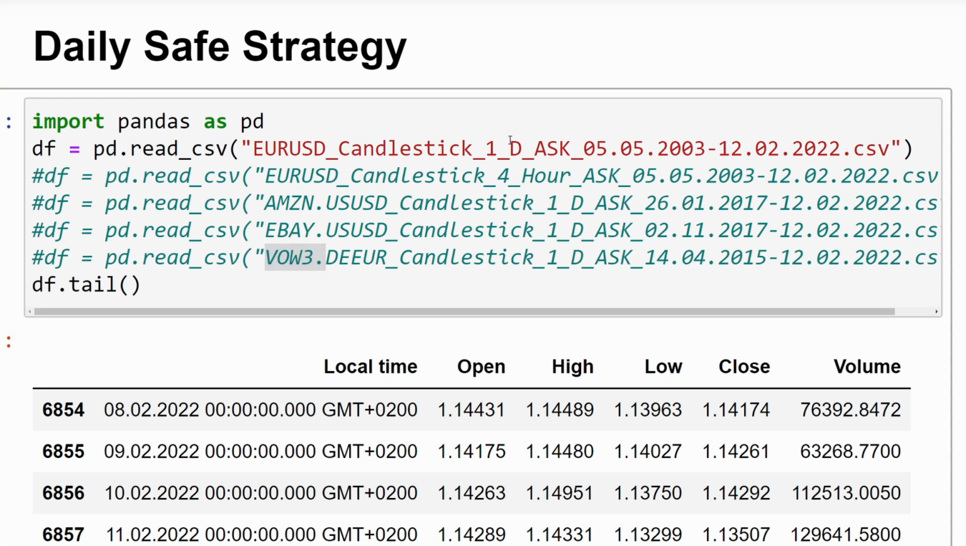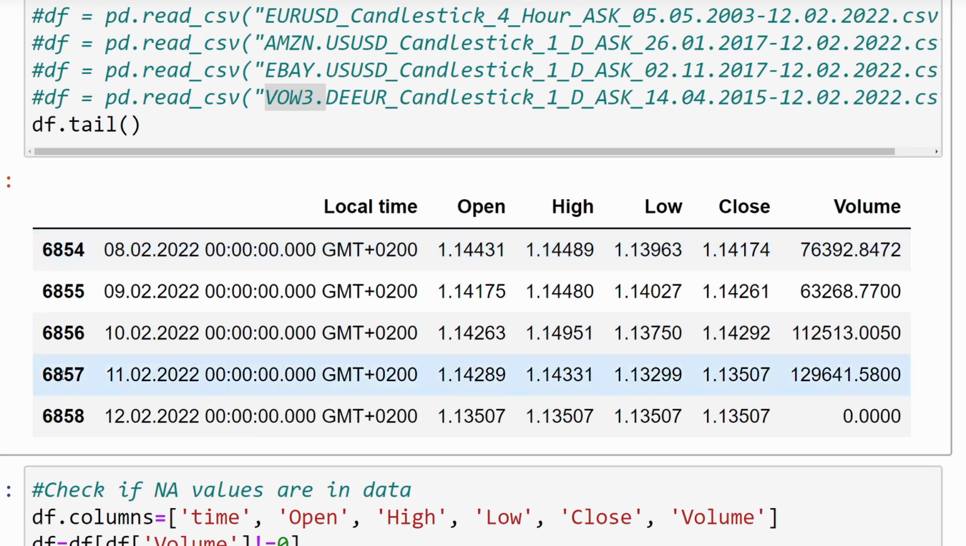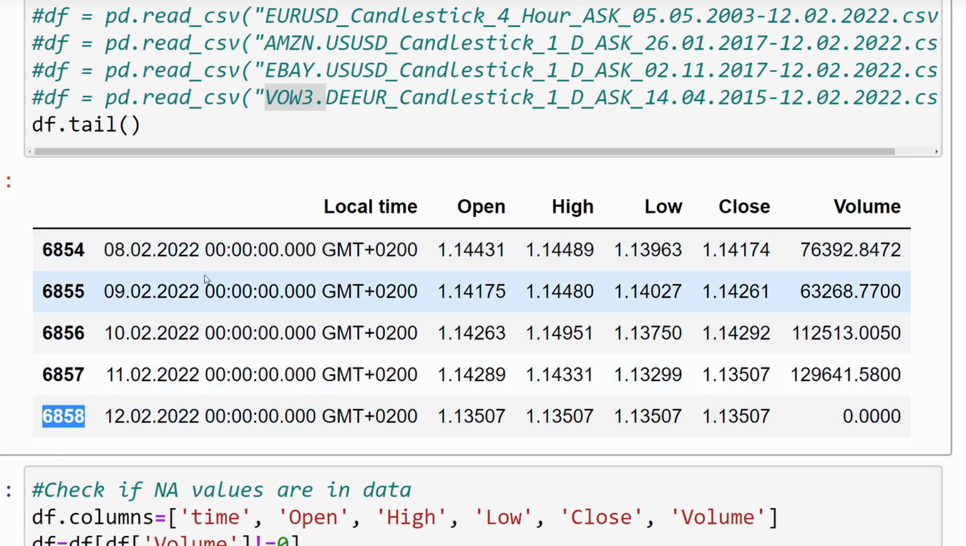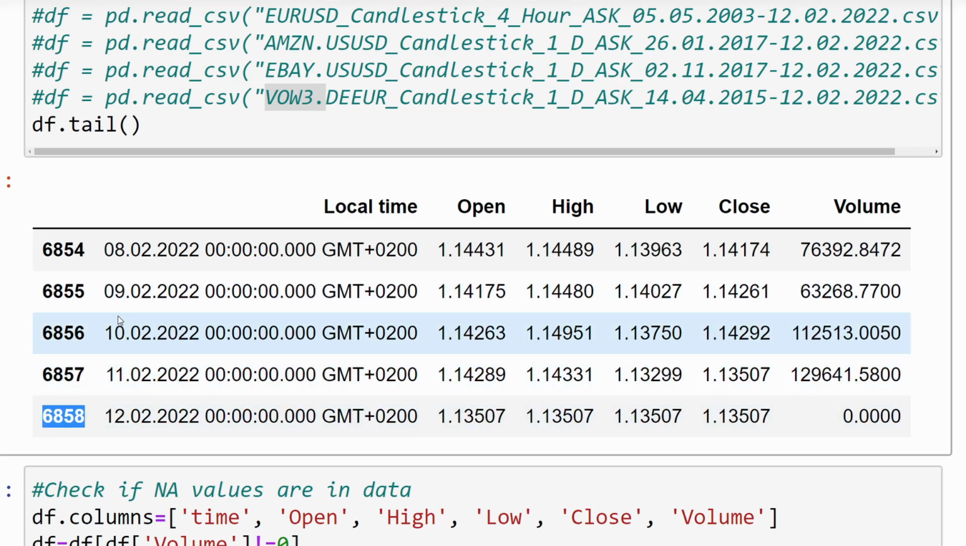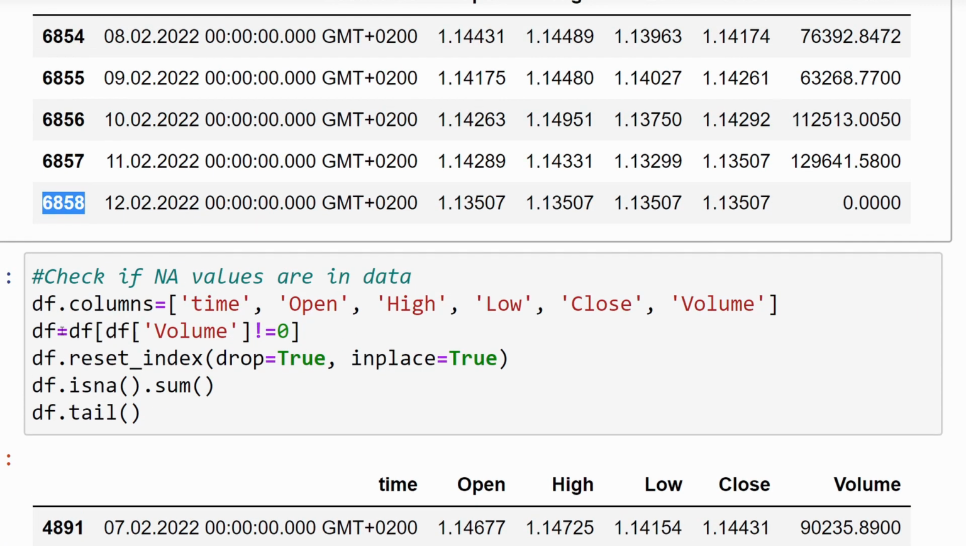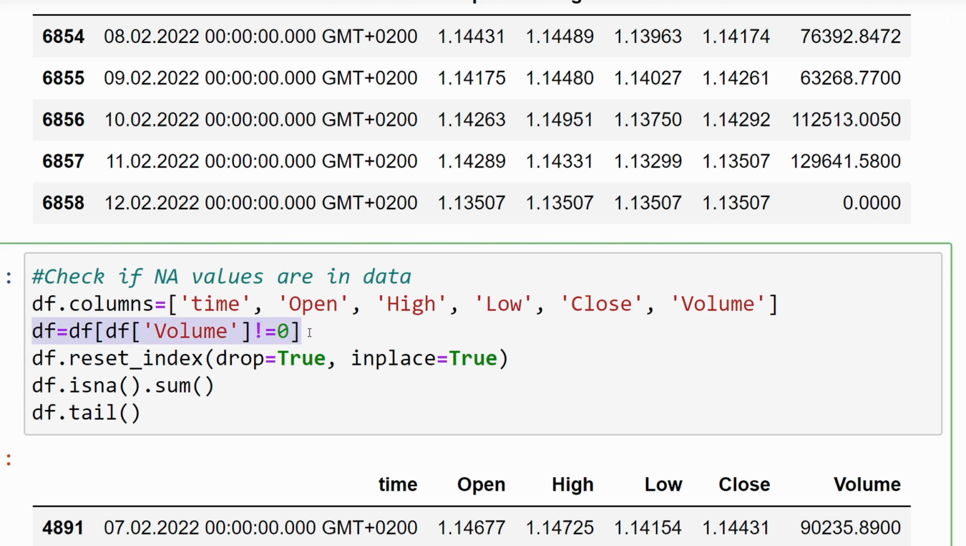And since we are using daily data, we don't have as many rows as we'd like, so it's only 6,858 at first, and it's going to be reduced further when we are doing the cleaning of the candles or the rows where the volume is equal to 0, because these are weekends and bank holidays where the market is not moving, and these are not of interest for our analysis.